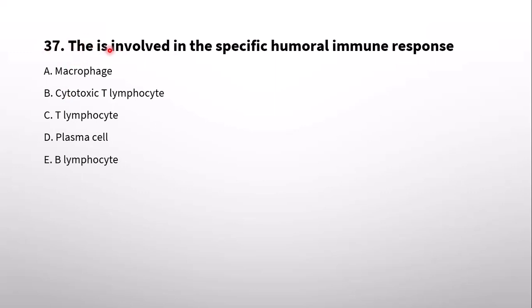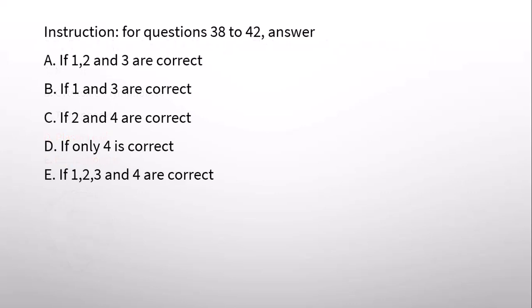37. What is involved in the specific humoral immune response? Macrophage, no. B. Cytotoxin, no. T lymphocytes, no. Plasma cell, yes. And B lymphocytes, yes. Well, plasma cells are B lymphocytes, so I really don't know what you have to choose here. Anyways, I just said D because you had to choose one. But plasma cells are B lymphocytes. You make a choice and you assume it.